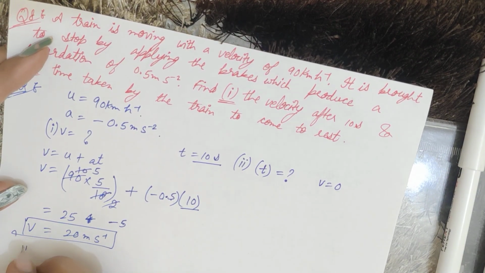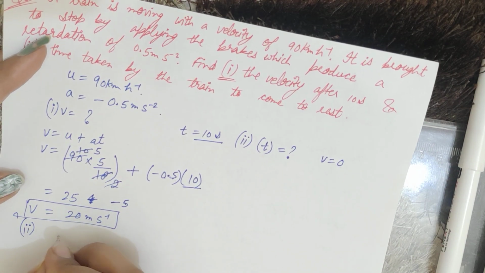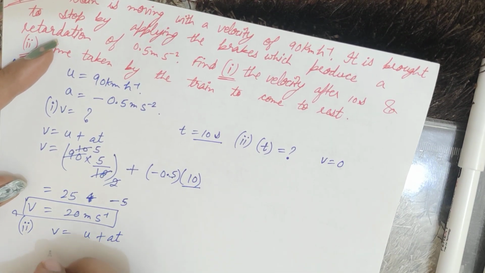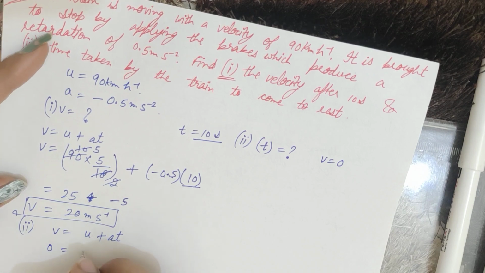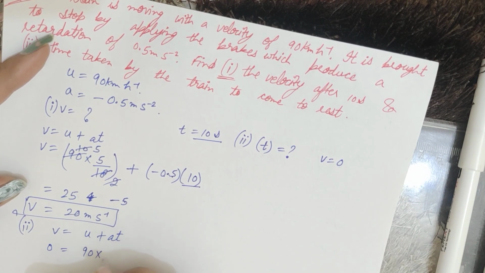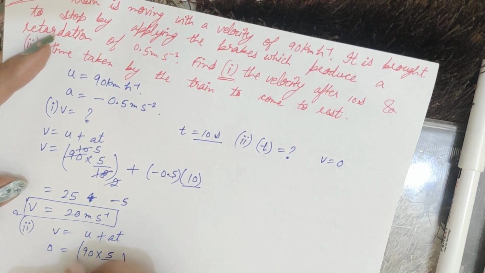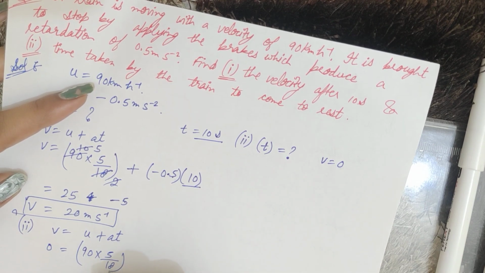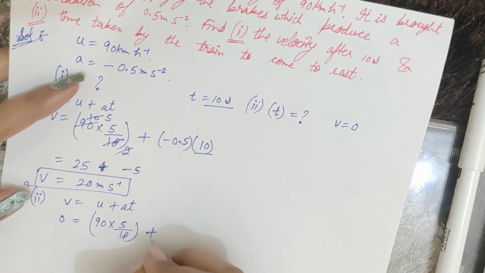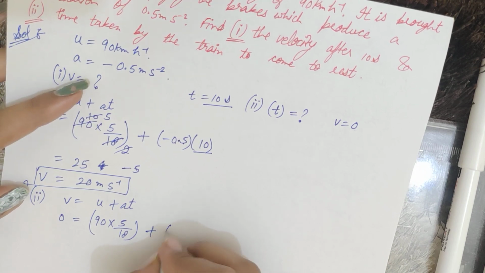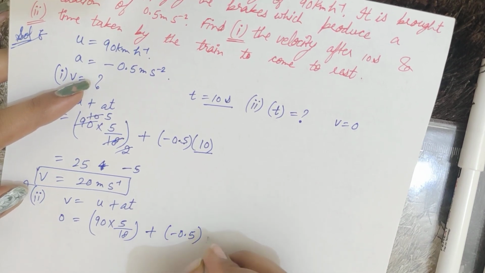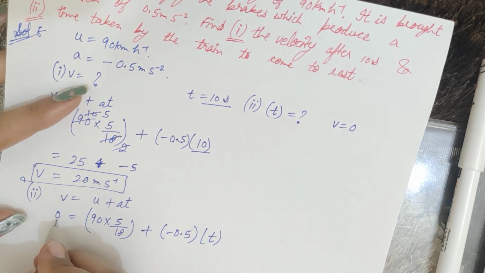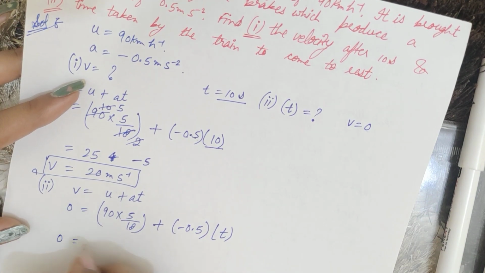Now come to the second point. In the second case also we can use the same formula, v is equal to u plus at. v is 0 in this case, because we want to take the train to the rest position. Same as before, because we need to change the unit, we multiply the 90 given by 5 by 18, and plus acceleration, which is minus 0.5. Time is what we want to find out here, the time at which v becomes 0.